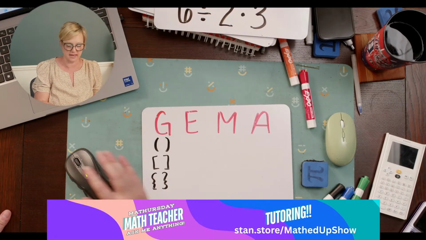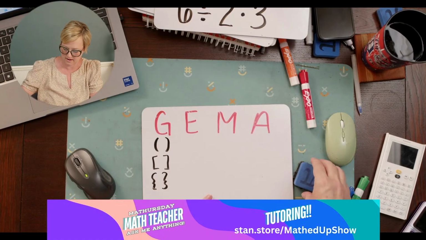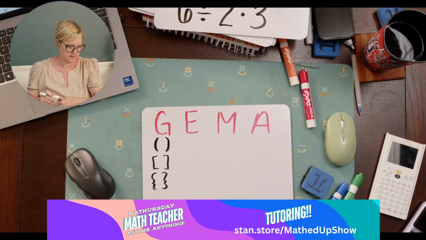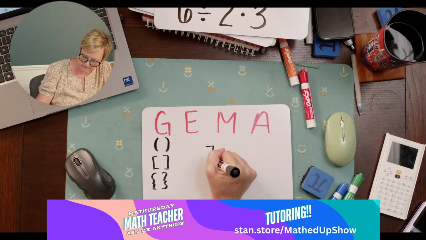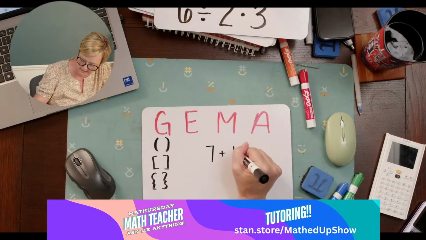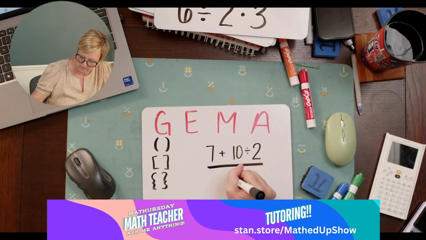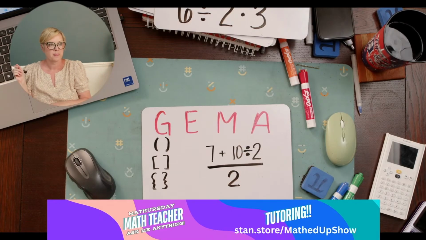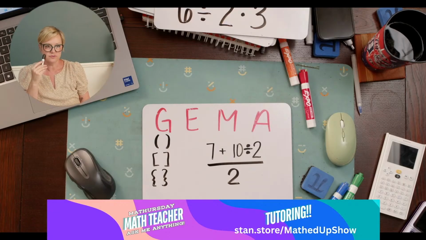Okay, let's see. So if we had a problem like this, 7 plus 10 divided by 2, over 2. And this is a division symbol. This is not a minus. Okay, so what would this one be? So we've got 7 plus 10 divided by 2 over 2.